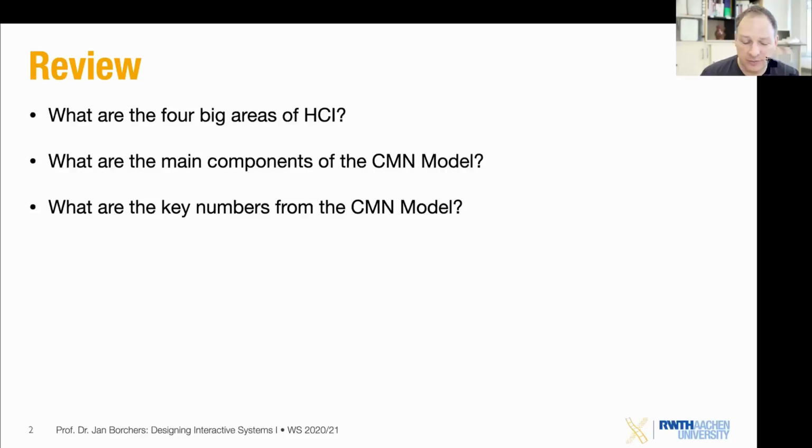Definitely take a look at the CMN book and the paper if you want to find out more about this. It's really interesting work to see how they arrived at this and how closely this actually maps what you find in cognitive psychology experiments, right?